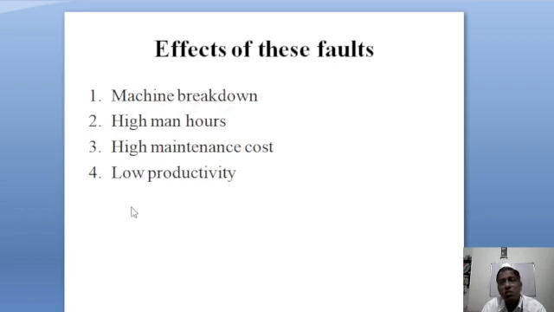Then what are the effects of these faults? Because of machine faults, machine breakdown occurs. An unplanned breakdown may lead to long breakdowns, productivity loss, huge manpower hours required, high maintenance cost, and low productivity. So these are some of the effects of these faults.